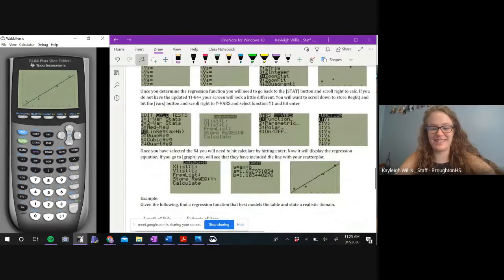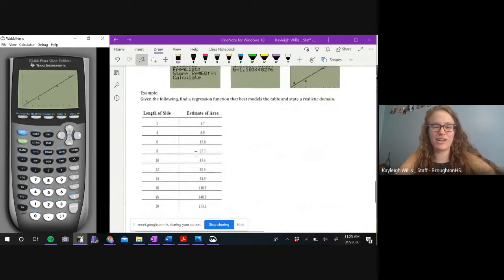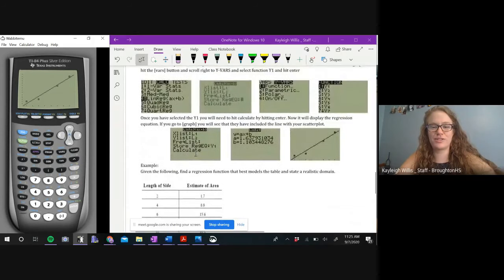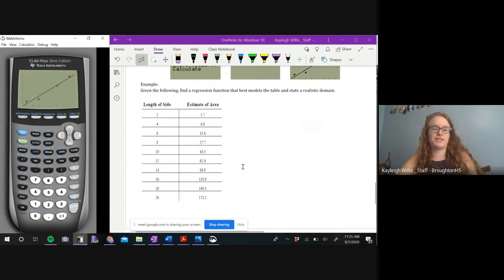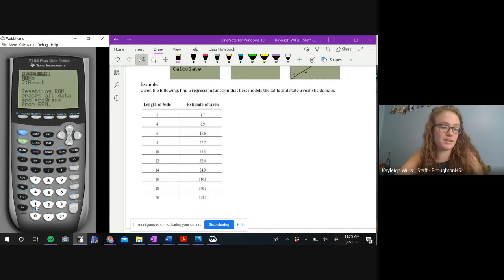All right. We are going to do our first example. So all of those pictures are just explaining what we just did, what I showed you. It says, given the following, find a regression function that best models the table. So I'm actually going to clear my calculator so that I just do it one more time. But you can also just clear your list, but then it won't clear your y equals. So I did second plus 7, 1, 2.